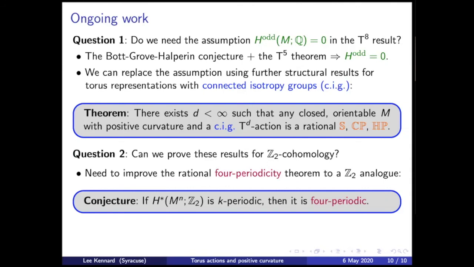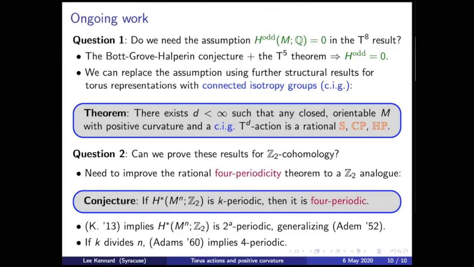For this, we would need to remember where we get the rational cohomology, and that's from the four periodicity theorem. That theorem is for rational coefficients. So to answer this question, we would have to get a Z2 cohomology statement telling us four periodic. This goes back to a question I posed in my thesis work. If you study this condition of periodic cohomology with Z2, then I expect that this should imply four periodic Z2 cohomology.